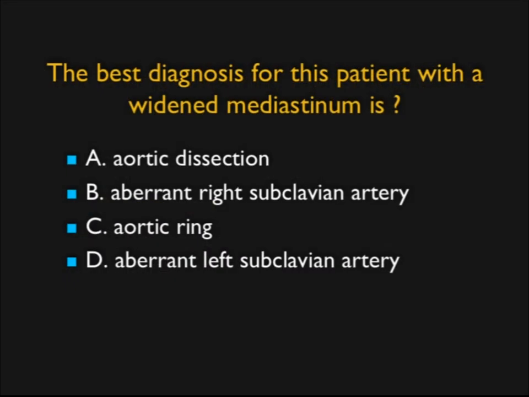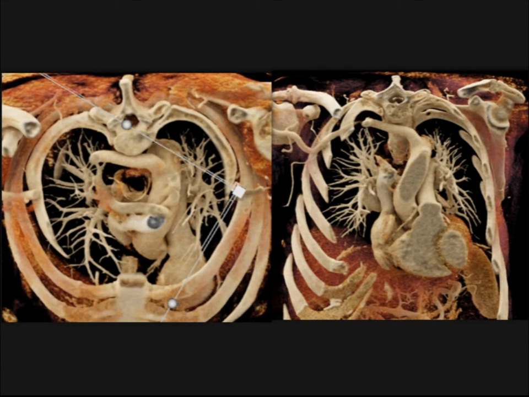This patient had a widened mediastinum on chest x-ray, and so what's the best diagnosis? I'm showing you two different images. One's from above and one straight on with cinematic rendering. And if you look at both sets of images, it's a very nice appearance. Notice on the view looking down, you see the vessel going from left to right, from the aorta, going behind the esophagus, coming to the right, and that's a classic description of an aberrant right subclavian artery.